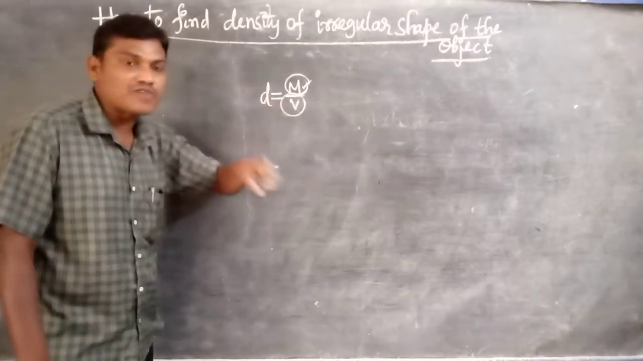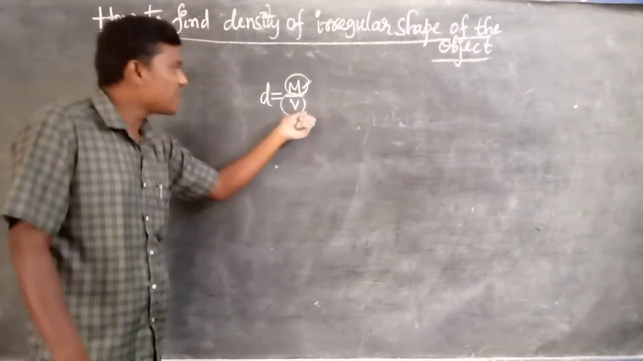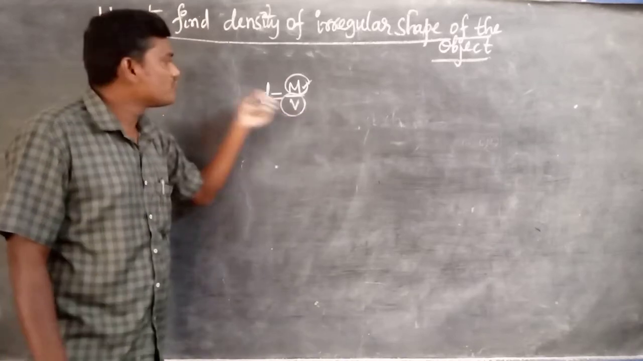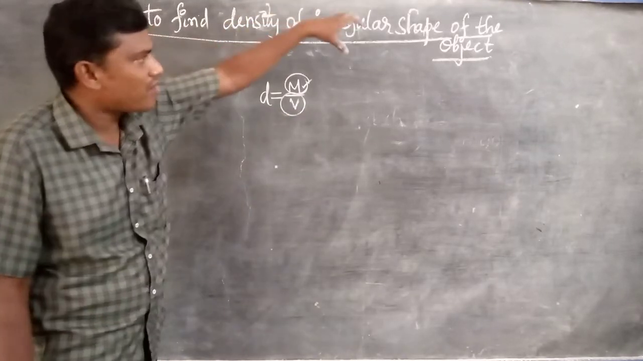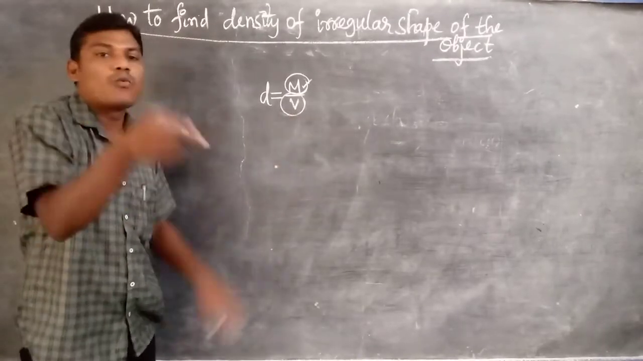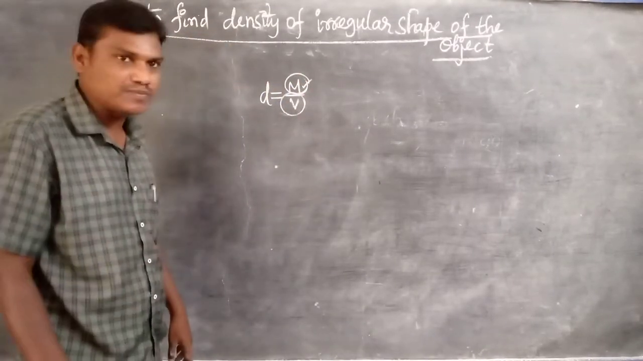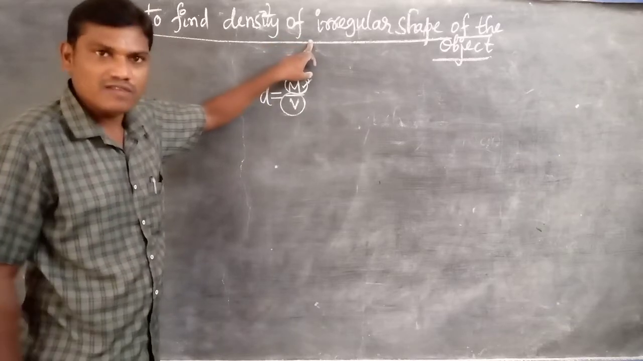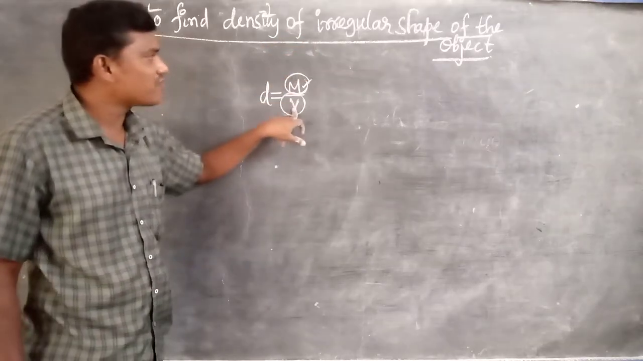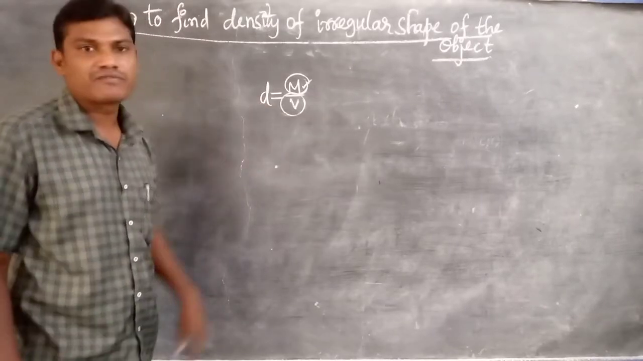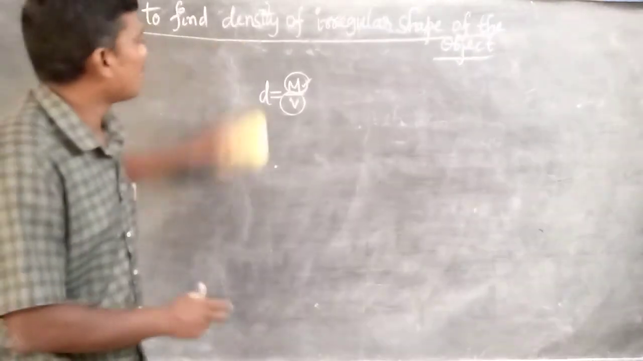But in the case of irregular shaped bodies, is there any formula to find the volume? No. That's why, to find the density of an irregular shaped object, we mainly have to find its volume. The mass is found by the electronic weighing balance or physical balance, and the volume we can find by our present method. Then finally we can find the density of the object.